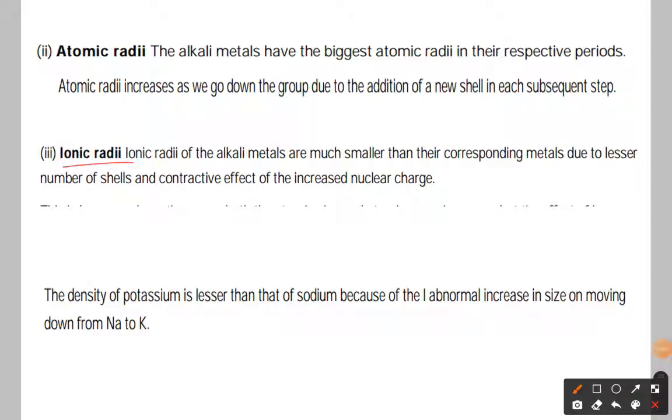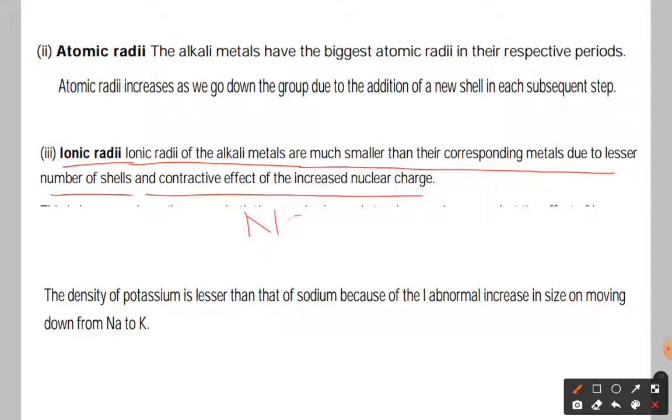Now let us discuss ionic radius. If an atom loses an electron, it becomes an ion. The ionic radii of alkali metals are much smaller than their corresponding atoms due to the lesser number of shells and the contractive effect of the increase in nuclear charge. For example, take sodium. If it loses an electron, it becomes Na+, isn't it? As you know very well, the cation size is less than that of the parent atom. Why? Because once it loses the electron, the effective nuclear charge increases. So alkali metal ions have a much smaller ionic radius.